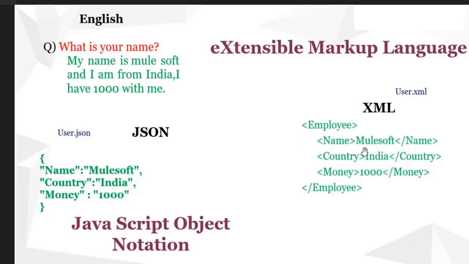So for name, you mention an open tag name and an end tag slash name, and in between the open tag and end tag you provide your answer. Open tag country, close tag slash country, and in the middle you have the answer, India. Money is one tag, an open tag and a close tag slash money, and between those two tags you provide your answer. This is how you can represent any file, any data, in XML format, and the file extension is user.xml.